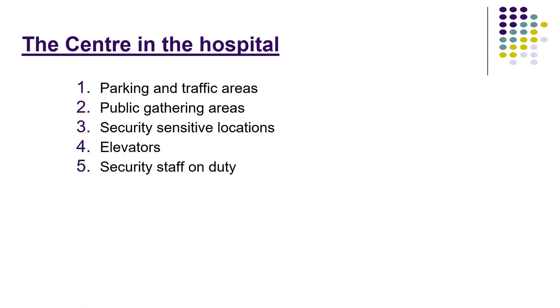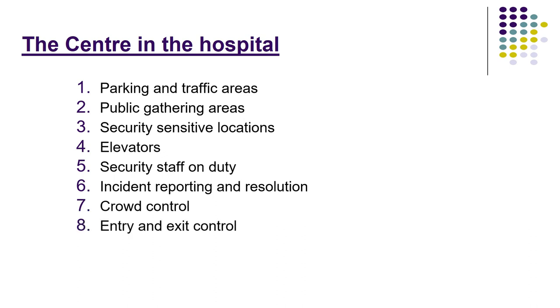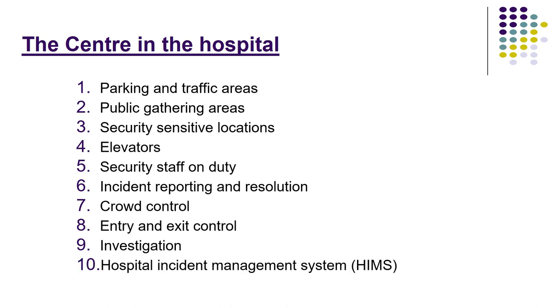Number five, security staff on duty in the specific area. Number six, incident reporting and resolution. Number seven, crowd control. Number eight, entry and exit control. Number nine, investigation. The hospital incident management system. The security guards in the hospital perform duty in various locations, and the duty can vary depending on the specific locations. Okay, here we know parking and traffic area, the security guard will perform duty, public gathering area, such as canteen, toilet, and where the public can gather.